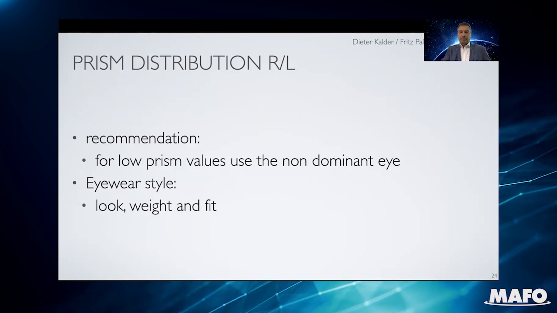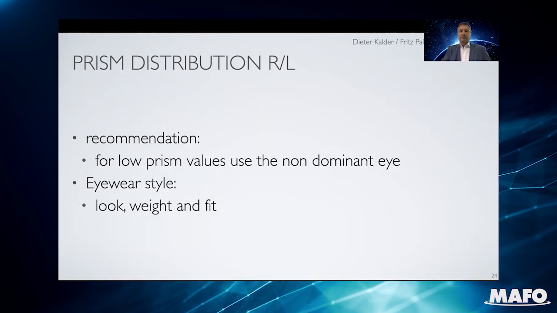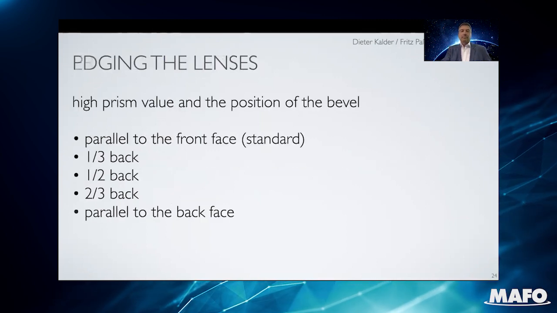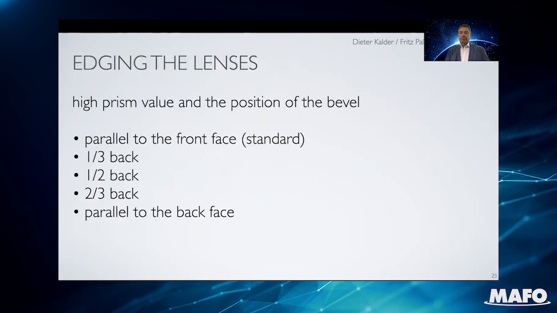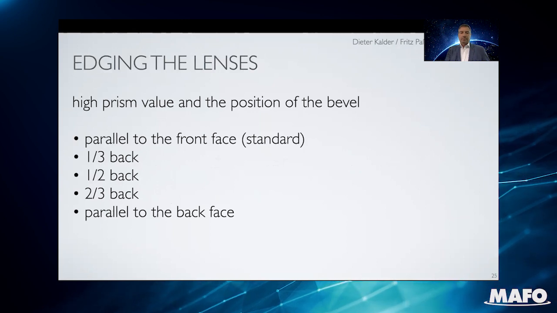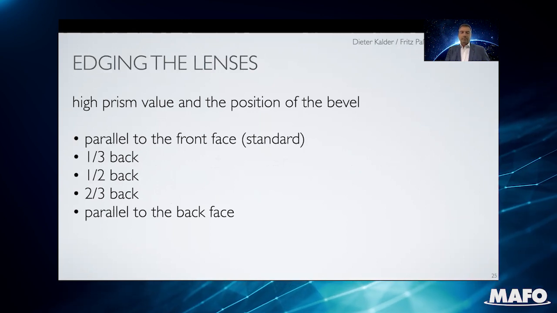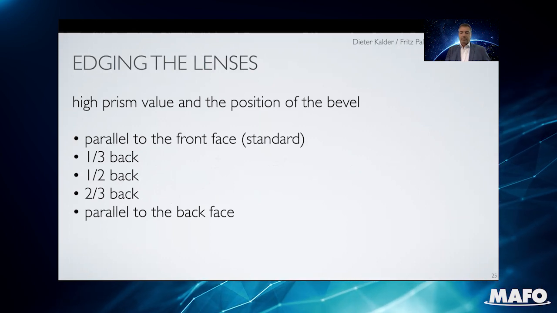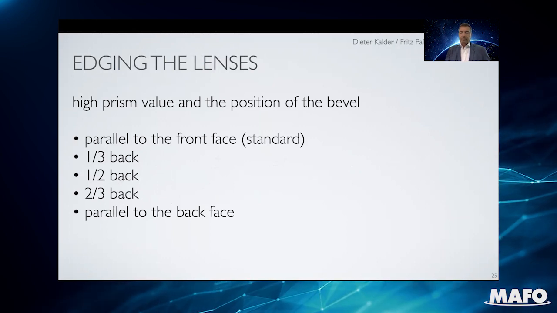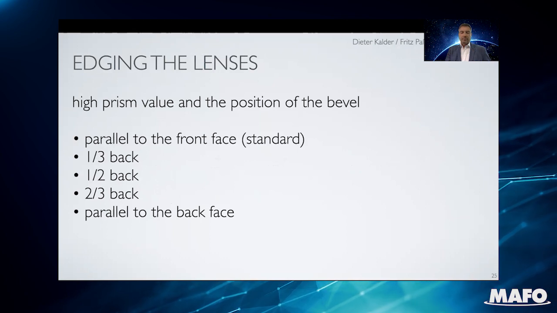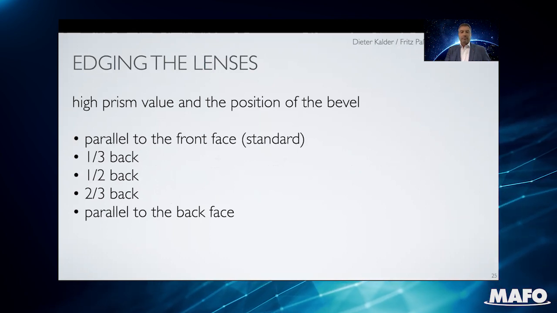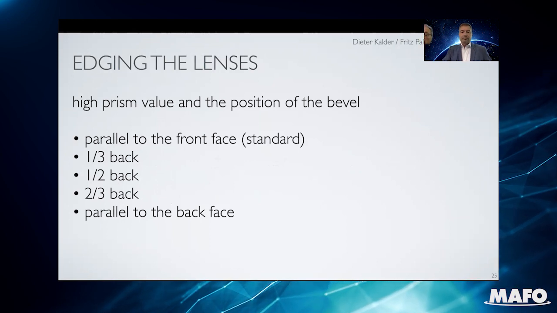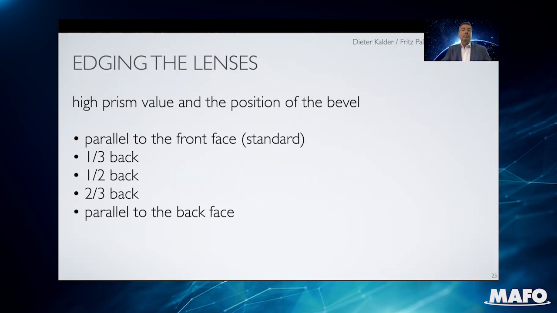Ask the optician which frame will be used. This will help you to optimize the look and weight and the fit. In the case of high prism values, the optician should inform the lens manufacturer where the bevel is positioned. In our example, we see 4 different positions: parallel to the front face, which is standard, 1/3 back, in the middle, 2/3 back, or parallel to the back face. Now back to the order form. All these points should be summarized on the order form.